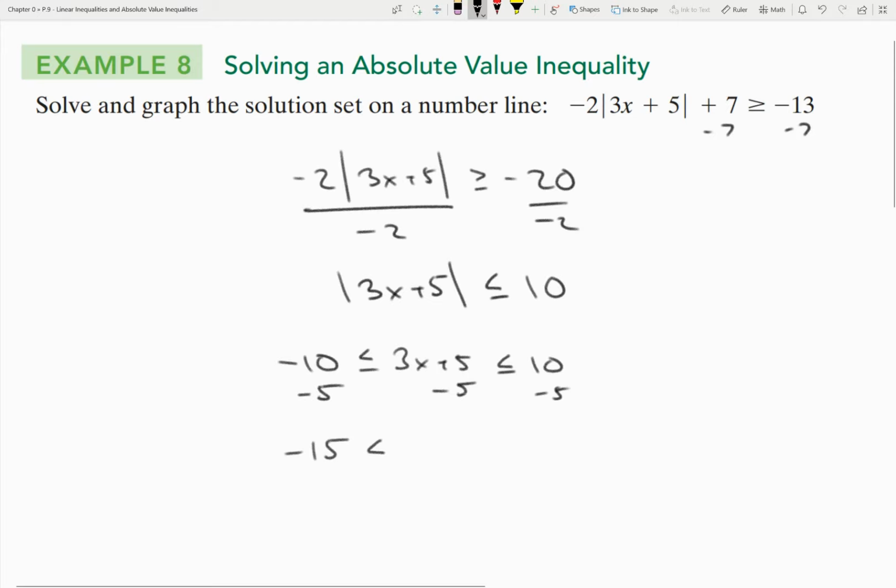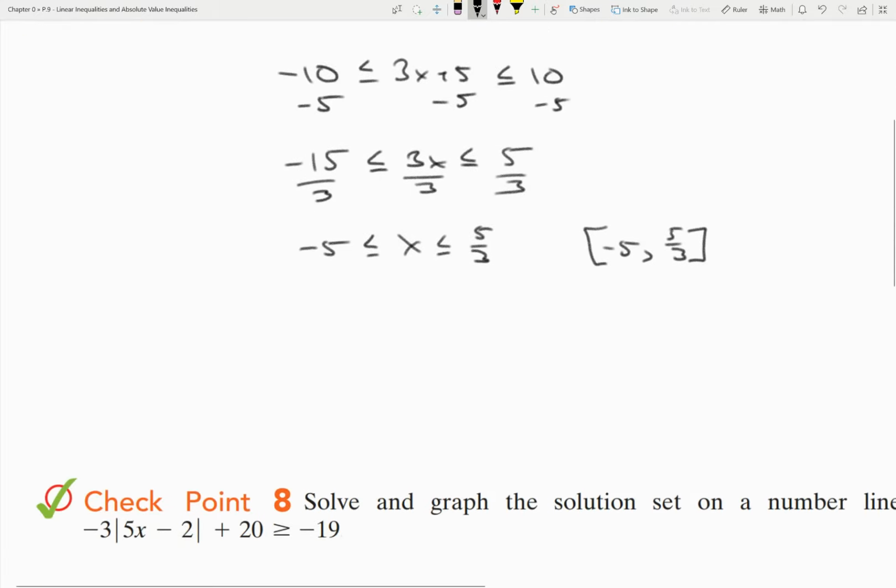So negative 15 is less than or equal to 3x, which is less than or equal to 5. Divide out the 3, and we get negative 5 is less than or equal to x, which is less than or equal to 5 over 3. Interval notation for my solution is from negative 5 to 5/3. Right? And then we could put that on a graph as easily as the rest.